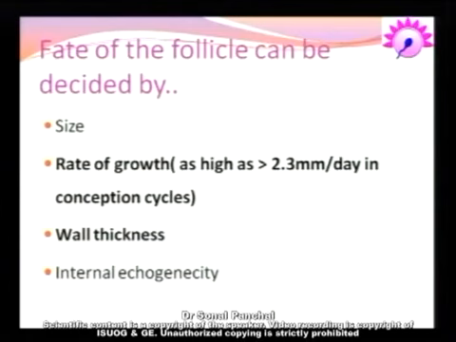A follicle which grows at a continuously steady pace of, say, 1 to 2 millimeters per day is more likely to give you a better quality oocyte and get fertilized. A thinner wall thickness is better.